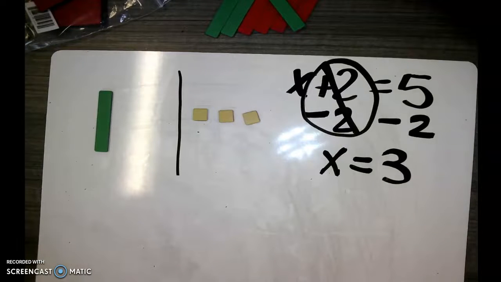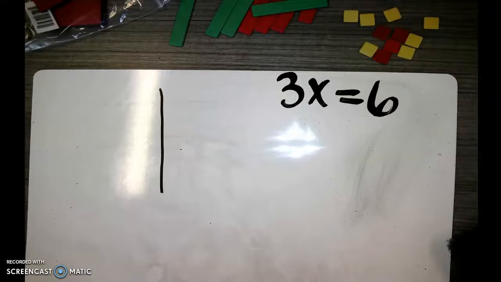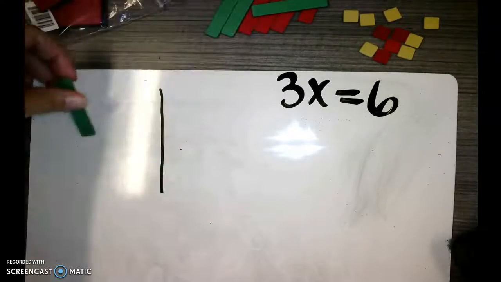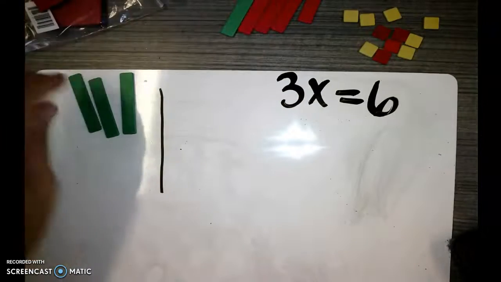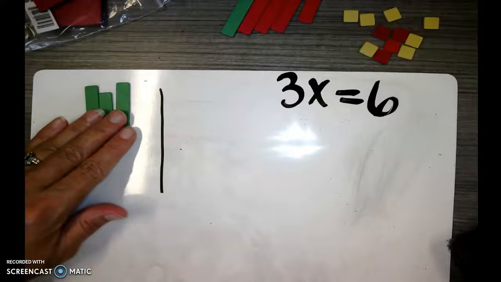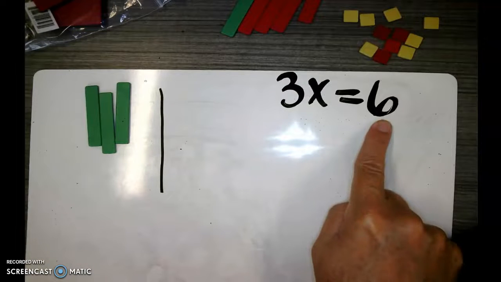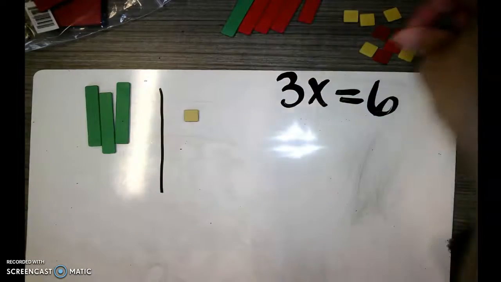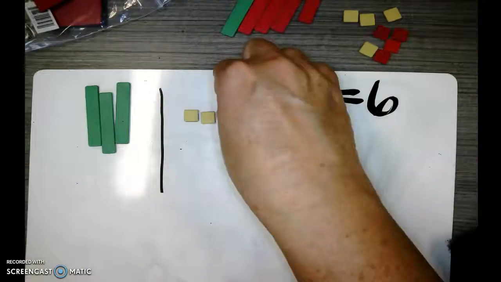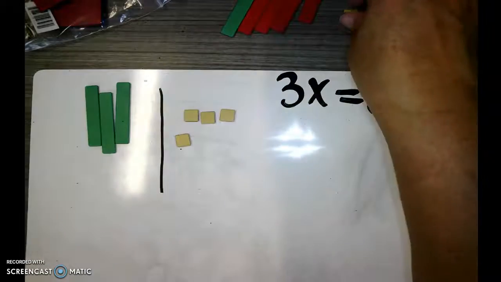Now for the next problem. Okay, so now for the next problem, I'm going to model 3x equals 6. So I have 3x terms, so I'm going to have 1, 2, 3, and they're positive, so they're going to be green. And then on the right side, I have 6. So that's going to be 6 units. So that's going to be 6 gold pieces.